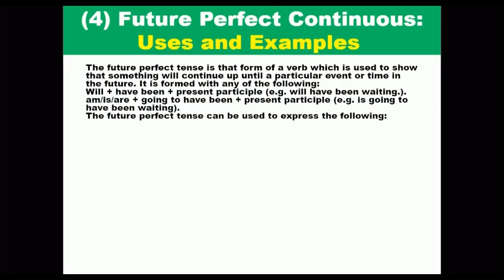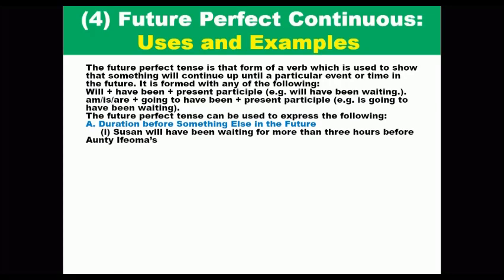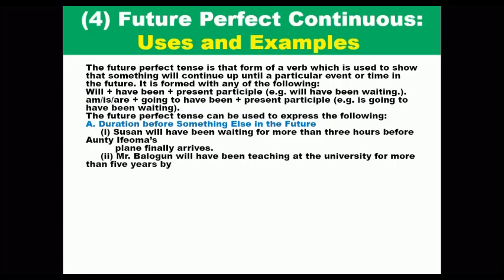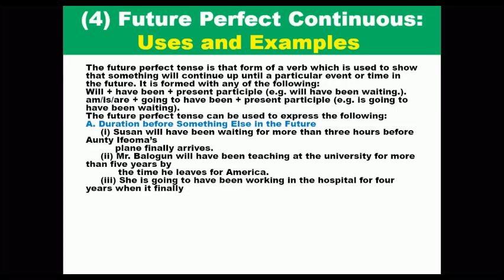The future perfect continuous can be used to express a duration before something else in the future. For example, Susan will have been waiting for more than 3 hours before Anti-Informer's plane finally arrives. Mr. Balogun will have been teaching at the university for more than 5 years by the time he leaves for America. She is going to have been working in the hospital for 4 years when it finally closes.